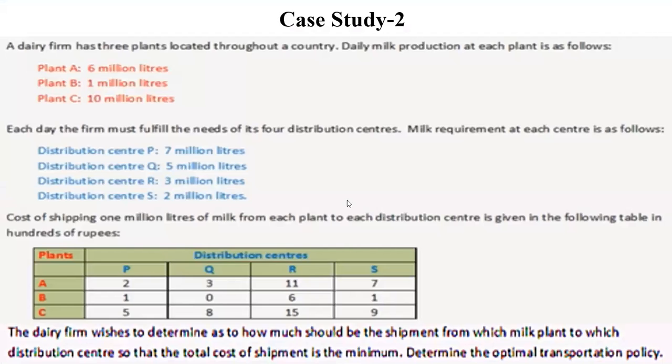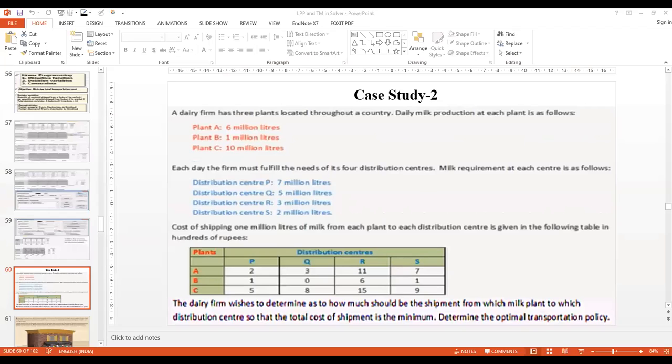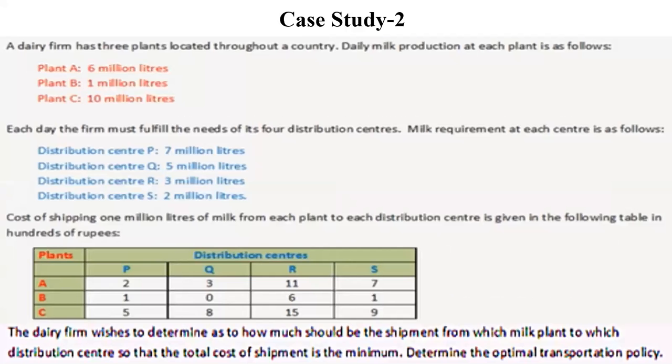The same data will be available in data 2. Just check it. Assume that Amul, a dairy manufacturing company, has 3 plants: A plant, B plant, and C plant. The maximum capacity of A plant is 6 million, B plant is 1 million, and C plant is 10 million. They are sending from the processing plant to the distribution center. The capacity of the first distribution center is 7 million, second is 5, third 3 and 2. The distribution centers are P, Q, R, S, and the processing plants are A, B, C. These are the 3 plants, and these are the virtual distribution centers.